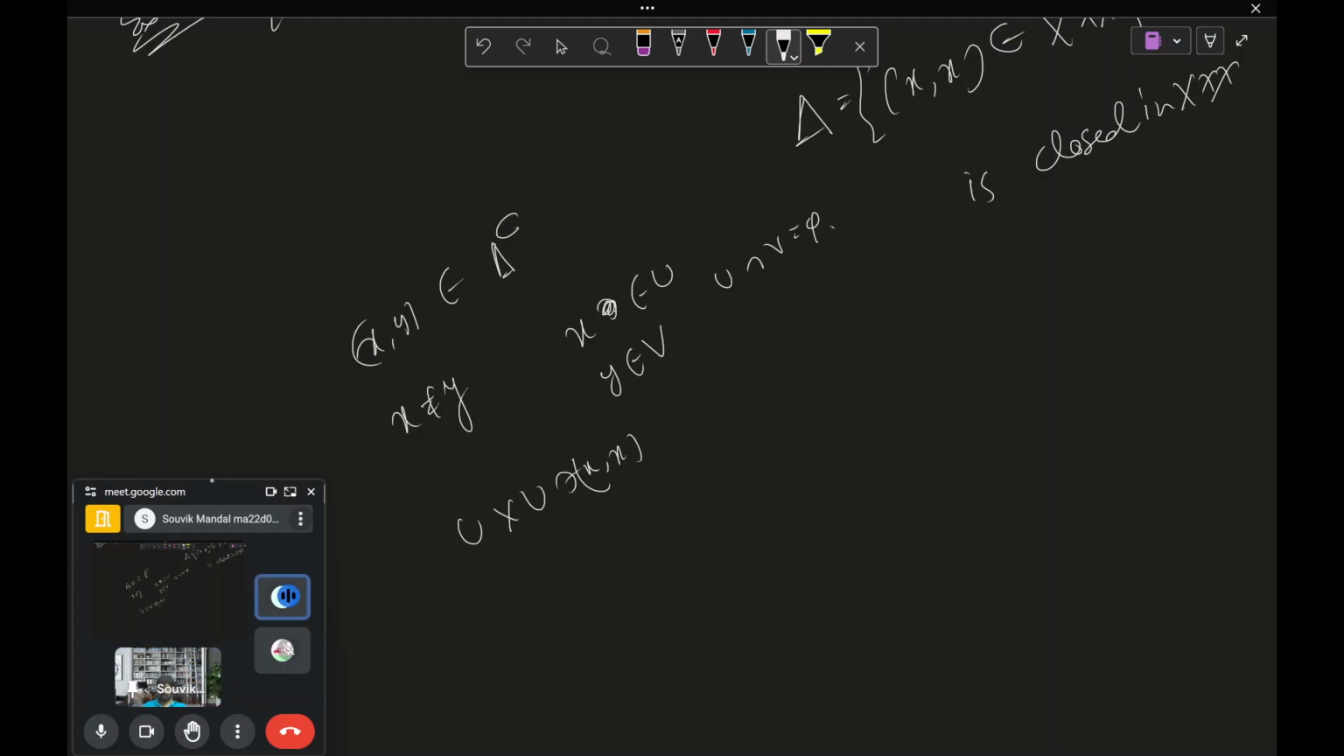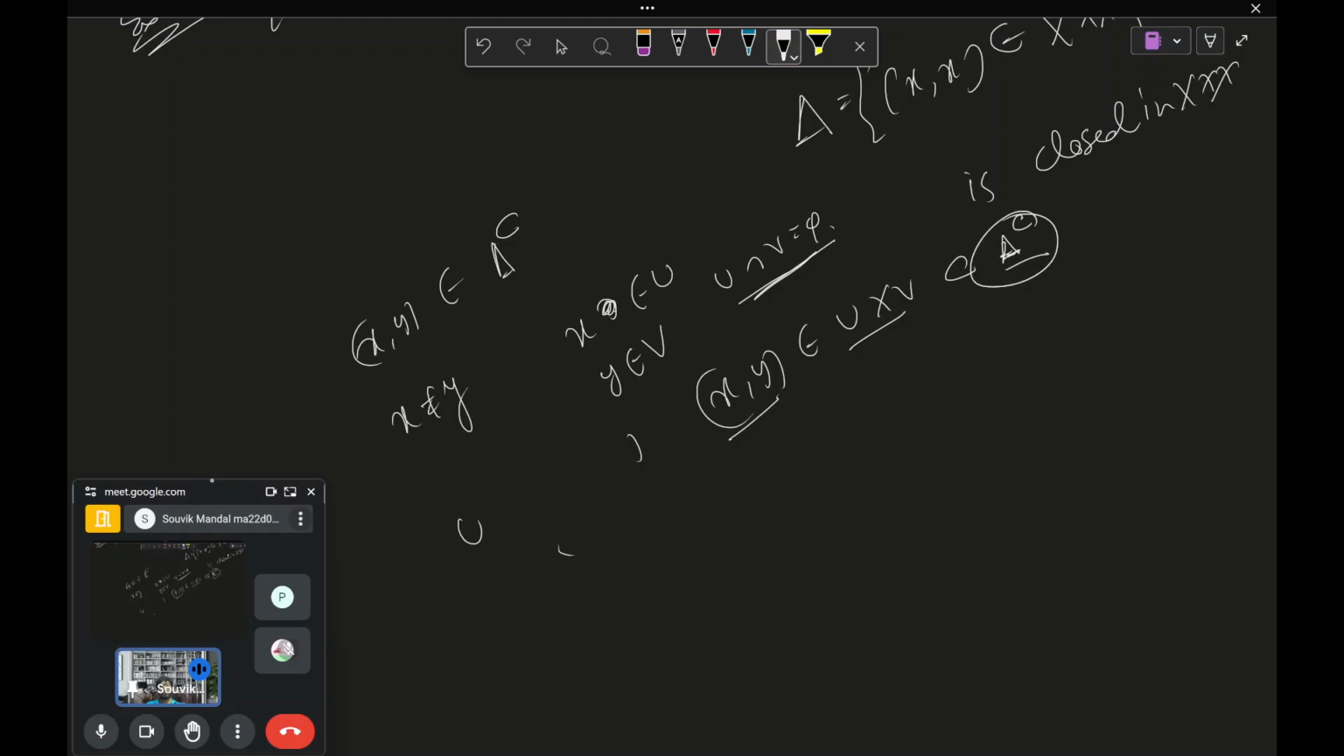Look, the thing is x cross y belongs to U cross V. Now, since U intersection V is empty, U cross V lies outside delta, right? And this is what you need to show: x cross y belongs to U cross V, which lies outside delta. So delta complement is open, right? Understand?